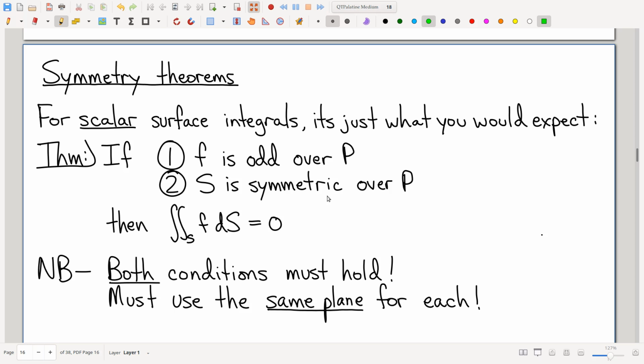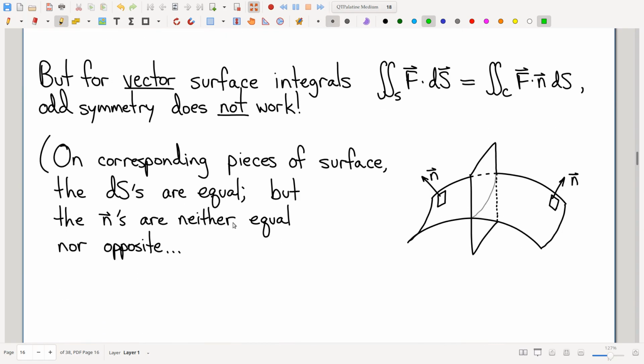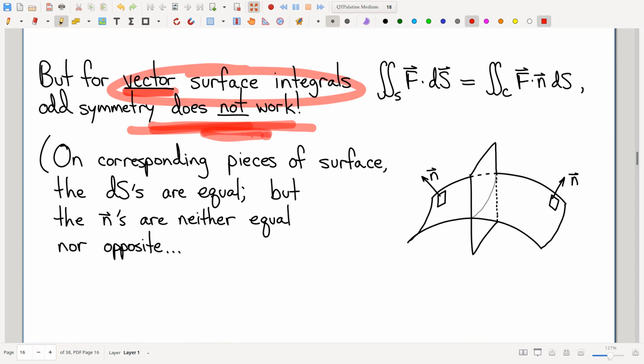Exactly the same thing is true for surface integrals. For scalar surface integrals, you have an odd symmetry theorem. Just like every other odd symmetry theorem we've seen, both conditions have to hold. It's got to be the same symmetry plane for both of them. Scalar surface integrals, exactly what you would hope and expect. Again, use as much as you like, have fun. And as you would expect, for vector surface integrals, there is no odd symmetry theorem. It doesn't work. And it doesn't work for pretty understandable reasons.